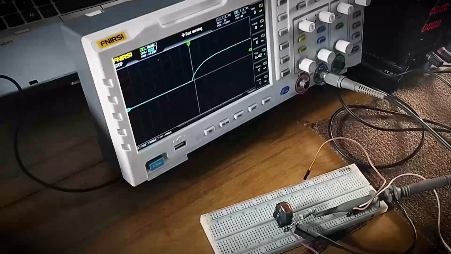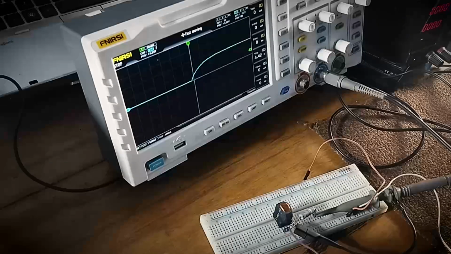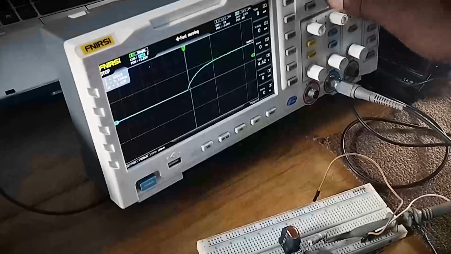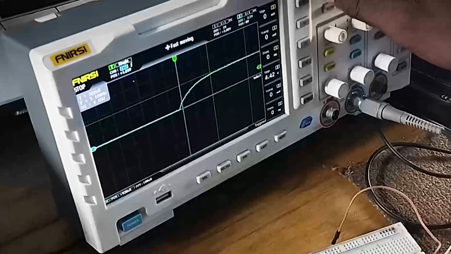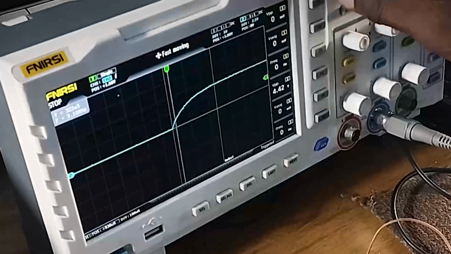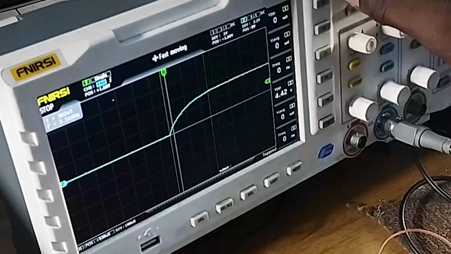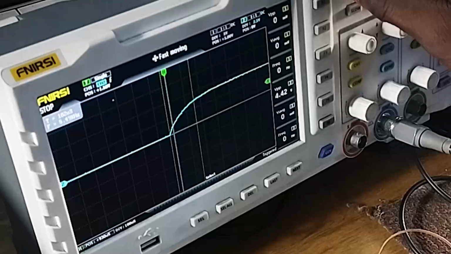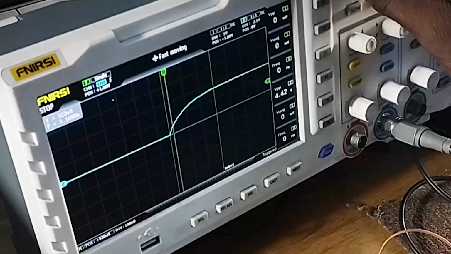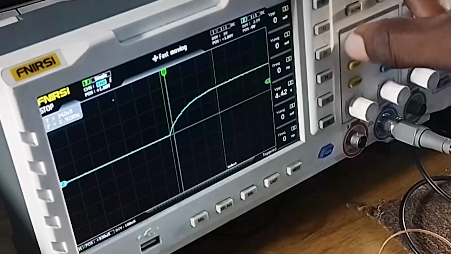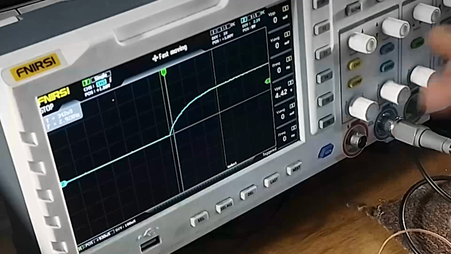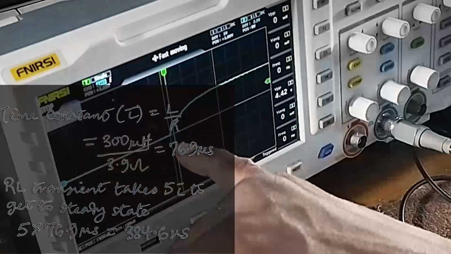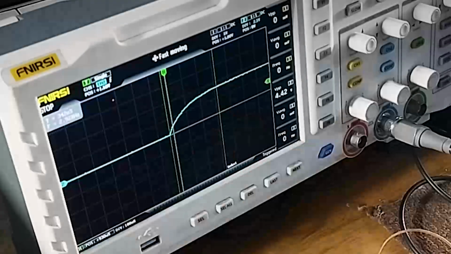Okay, so we have an exponential rise. Let's place our horizontal lines. We can observe the exponential curve that starts at this point and ends about this point. Then we have steady state after that. If we look at T here, we have 342 microseconds for the time between where the rise begins and where it ends.